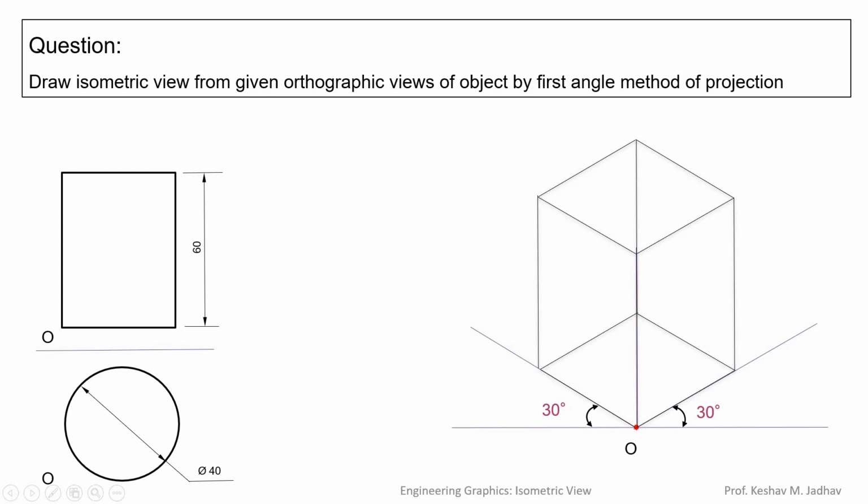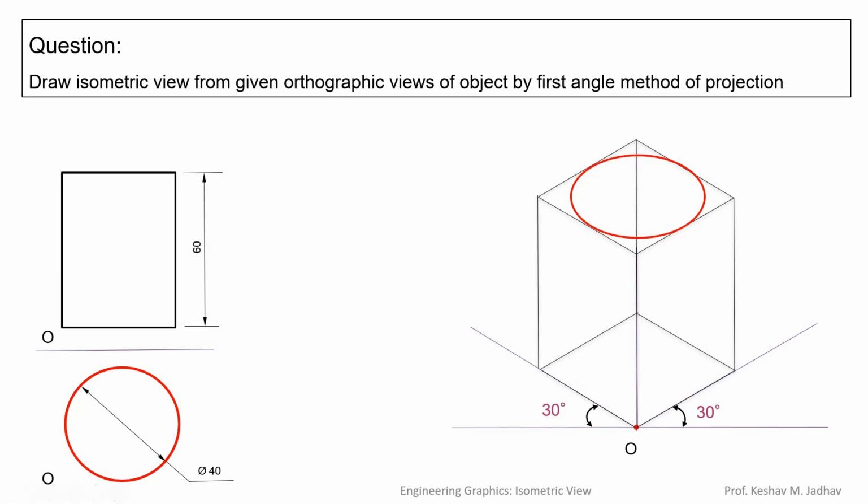Now here the front view is a rectangle, and the top view is a circle. So we can visualize that this three-dimensional object will be a cylindrical block. And the orientation of that cylindrical block is vertical. So this top view circle we have to draw on the top side of this isometric box. And this circle will not be a circle in isometric view, it will be like an ellipse.